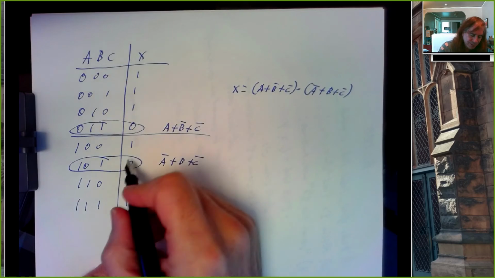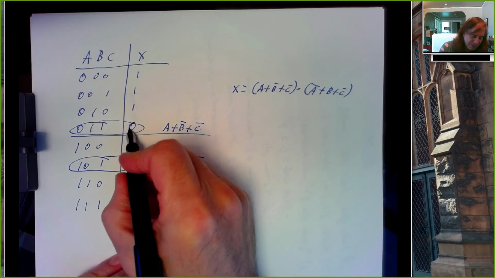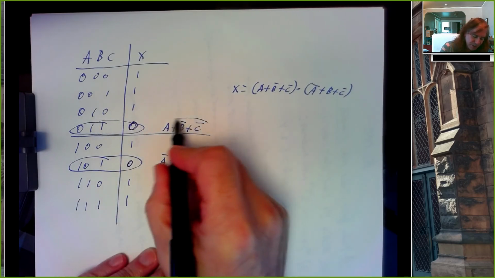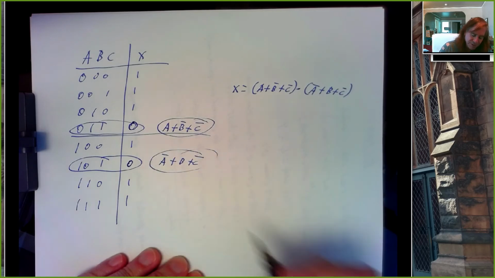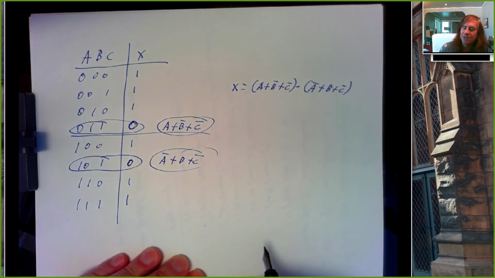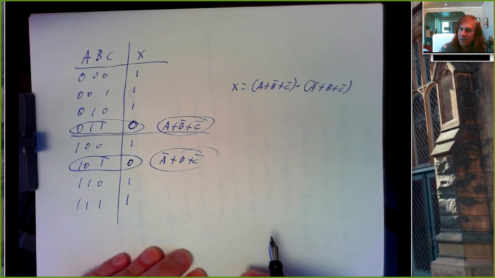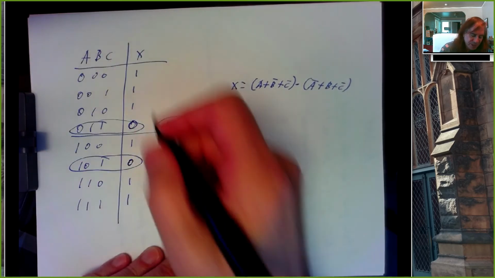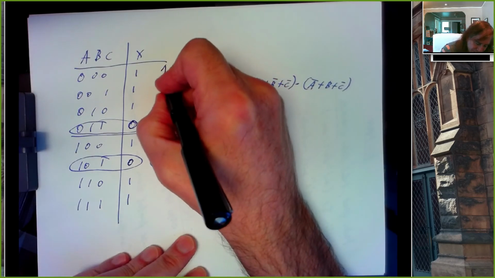All right, so the rule here is look where you have zeros in the outputs, write one of these sum terms, and then take the product of all of those. And just like with sum of products, there's a sum term corresponding to each of these rows, and they look like this.